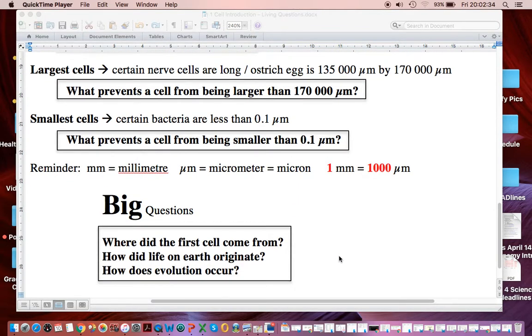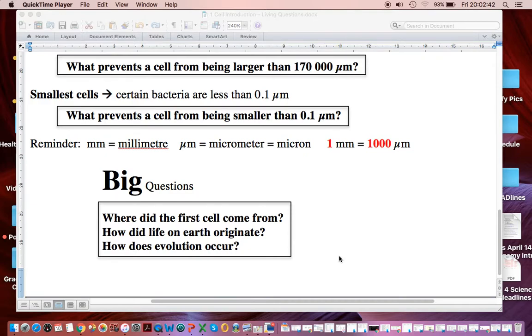Big questions remain. Where did the first cell come from? How did life on Earth start? And how does evolution occur? So that's our intro, and we're going to explore the cell and the microscope on our journey.